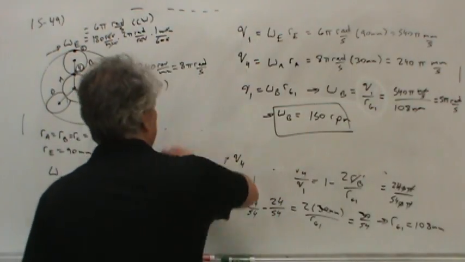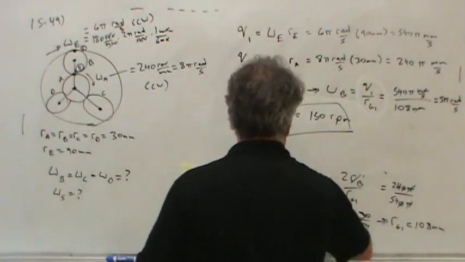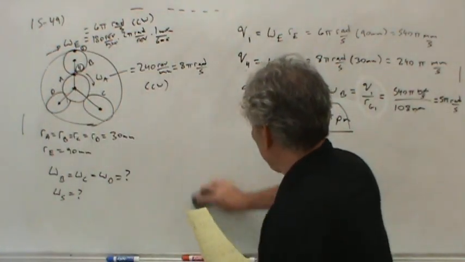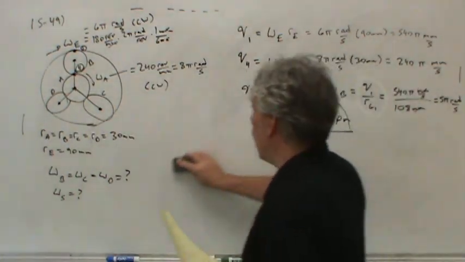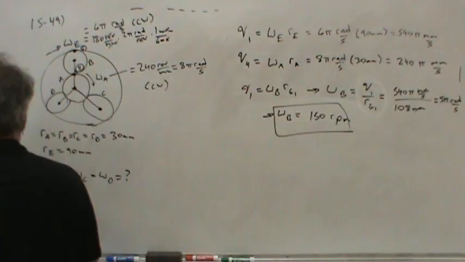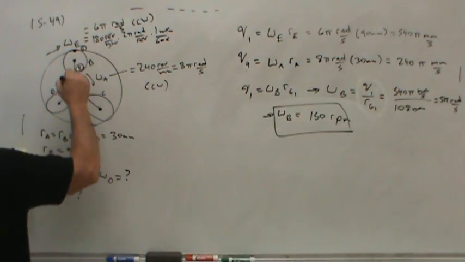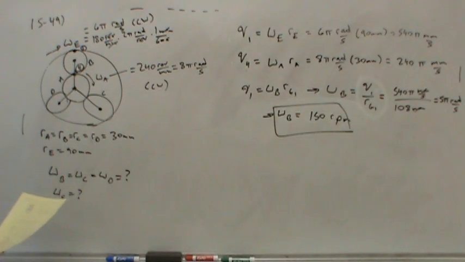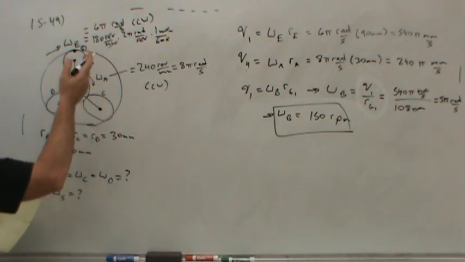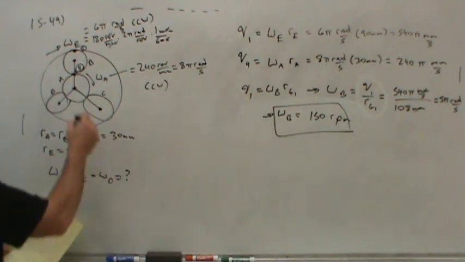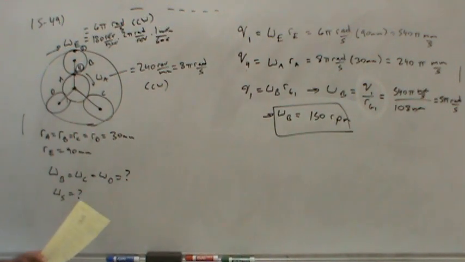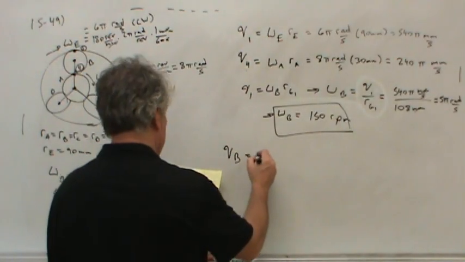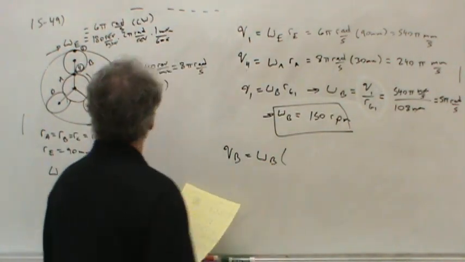So what I did there is I said, well, that spider really has a point also on body B. It's right here. If I knew the velocity of that point, then I would know the velocity of that point on the spider, and that should give me the angular speed, because then I just have 2 radii to get out to that point. So basically the velocity of B is the angular speed of B times what?